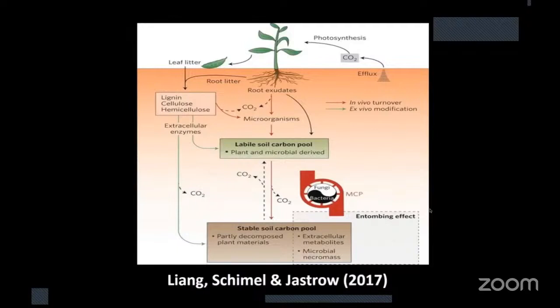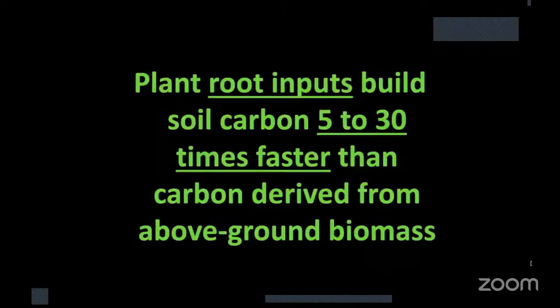We now know that plant root inputs can build soil carbon 5 to 30 times faster than carbon derived from above ground biomass. So when we see people producing huge amounts of soil carbon in a very short amount of time, it doesn't fit the standard model that's related to organic matter. So people will say, well, if you add this many tonnes of organic matter, you're only going to end up with this much left in the soil. So how could you build this much soil carbon?